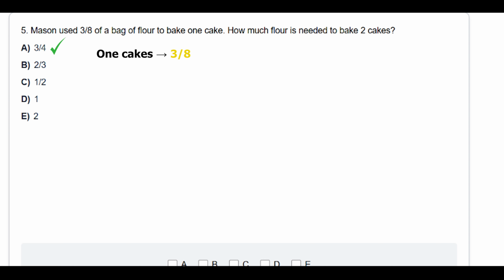Mason uses 3/8 of a bag for 1 cake. For 2 cakes, we multiply 3/8 by 2, which gives 6/8. Simplifying 6/8 gives us 3/4 of a bag. The other options do not represent the correct total amount needed for 2 cakes.